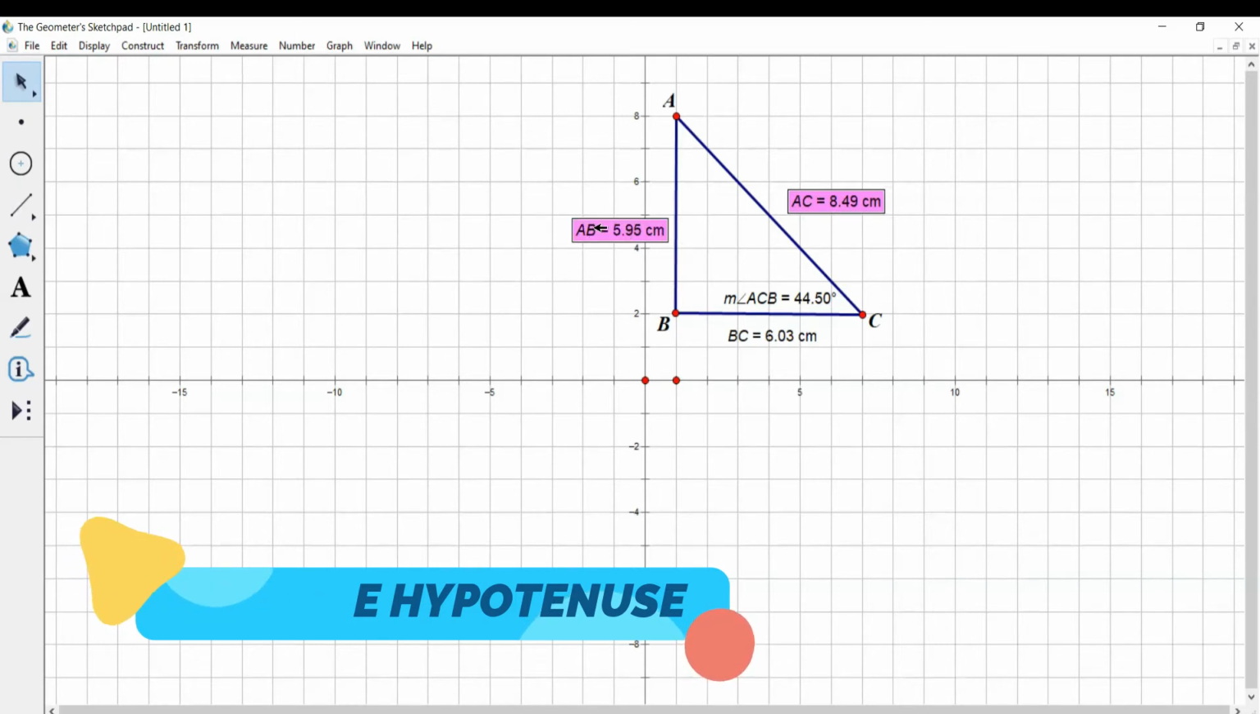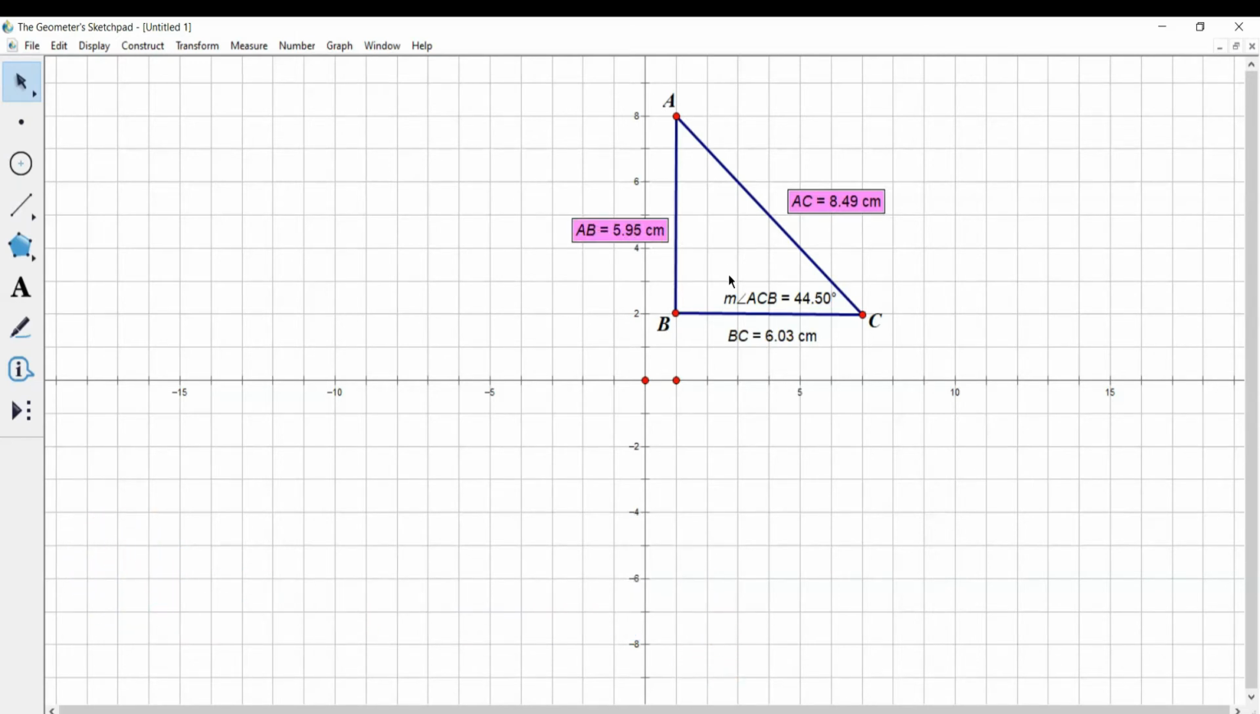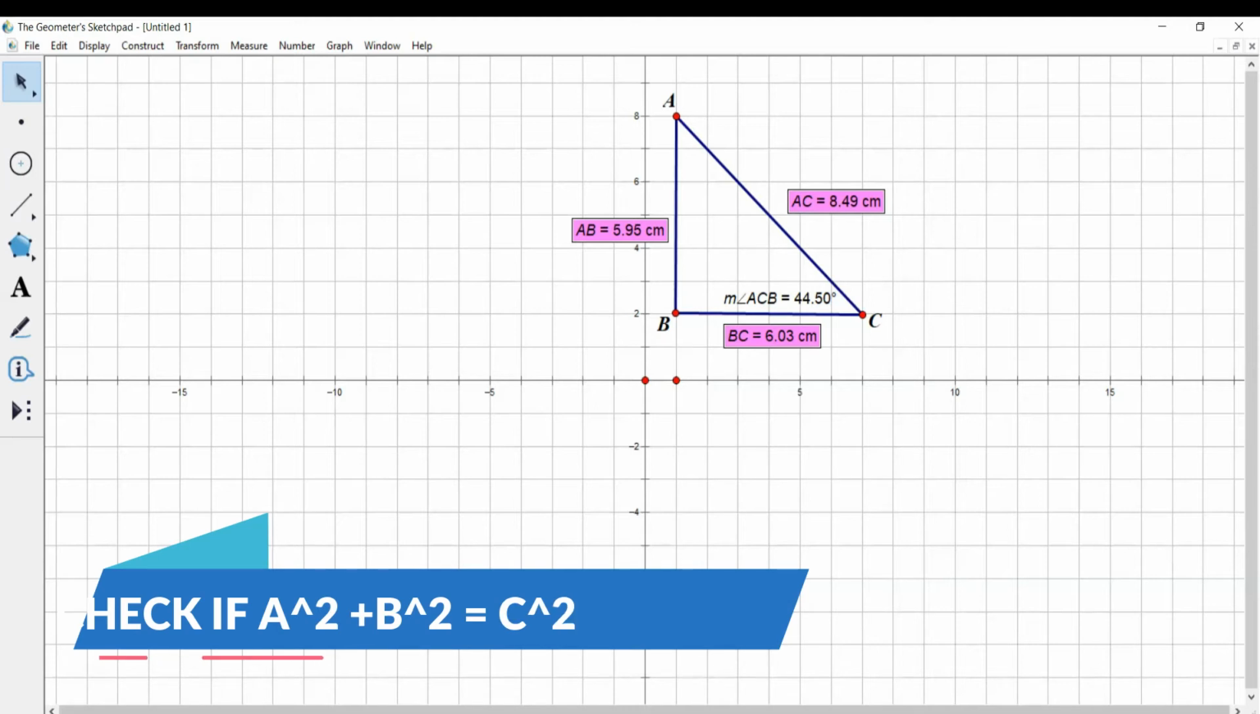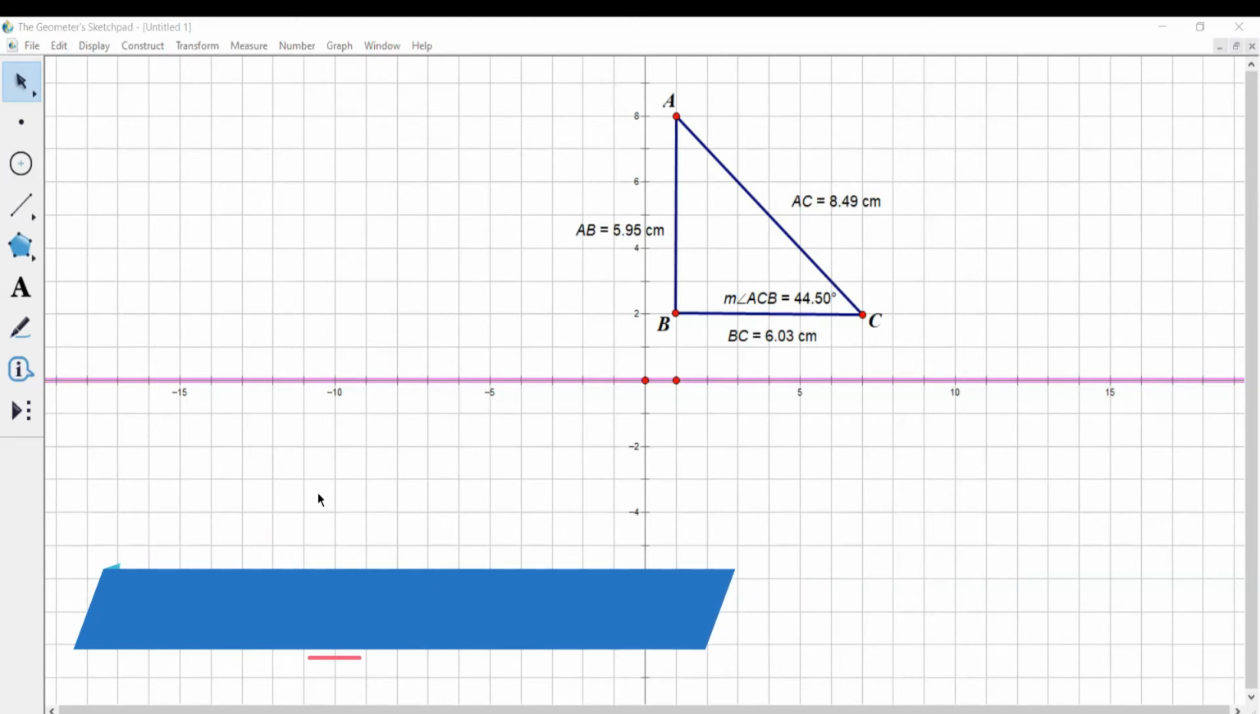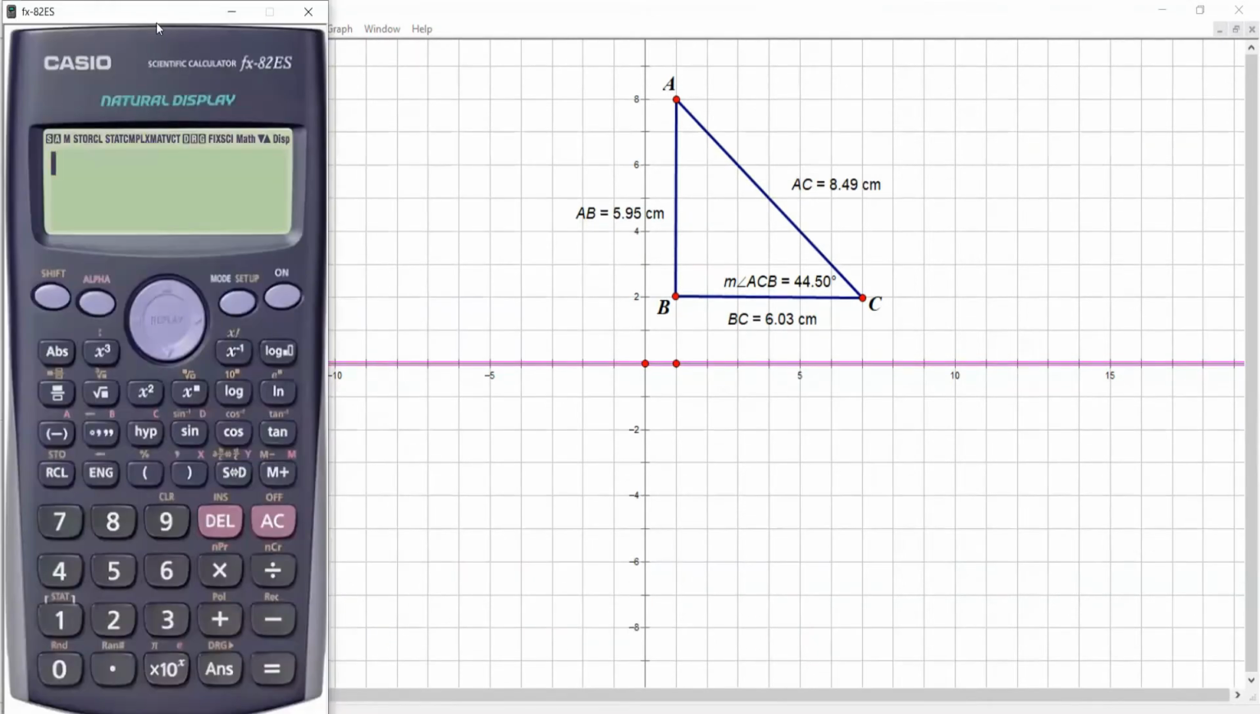So we have the opposite, 5.95, because this is the side that is opposite to the angle. The adjacent is 6.03 centimeters, and the hypotenuse is 8.49. I hope you have constructed your triangle, and now we're going to observe the results. So we're just going to take out our calculator. You're going to see the calculator pop up in a second. Here's our calculator. Now let's check it out.